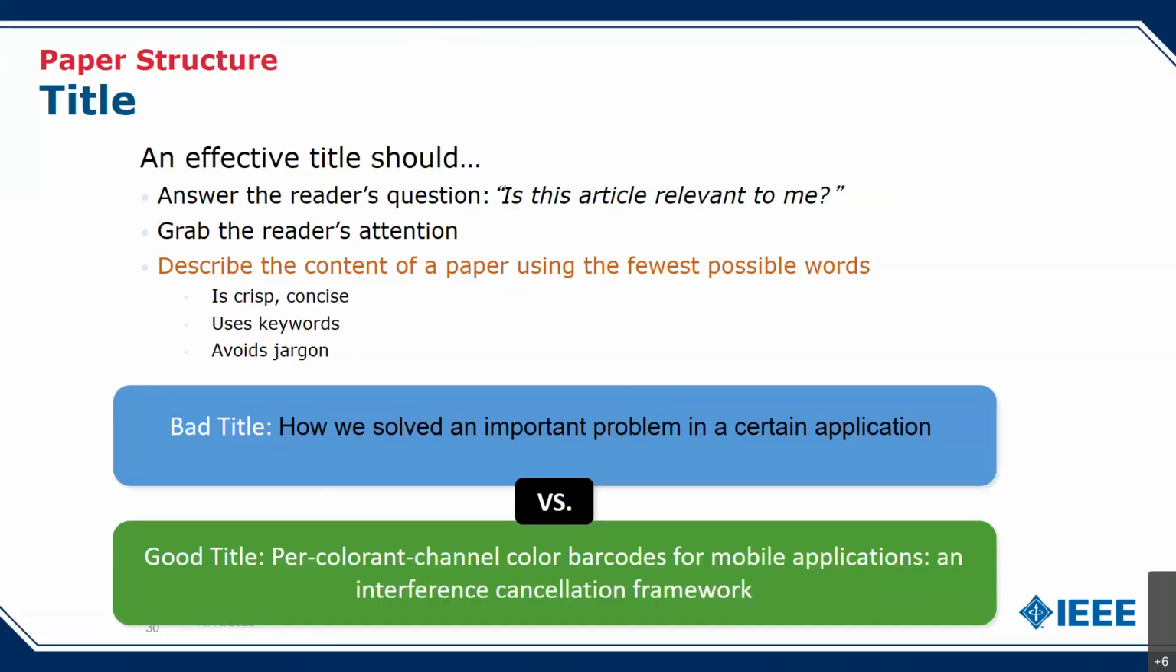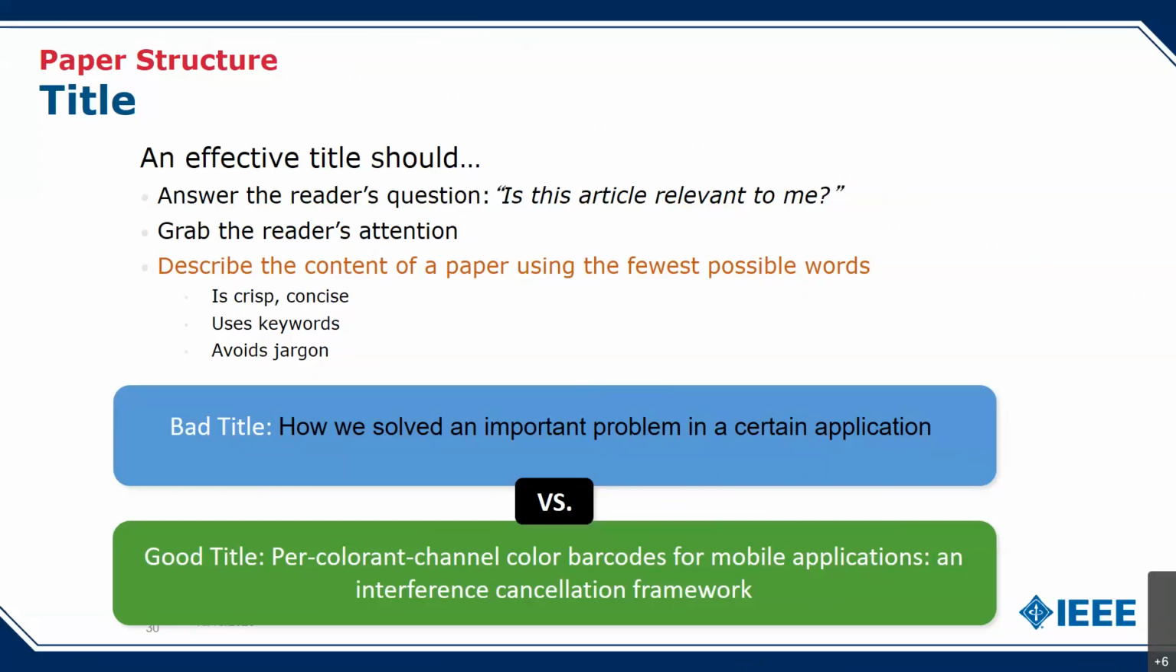Okay, so I'll give you a couple of examples. The first one is really a made up title, which I could use for every paper that I write. How we solved an important problem in a certain application. Okay, and what's bad about this is it tells me nothing. It really tells me nothing about what problem I really attempted, what is the application setting, and how I solved it. The second title is the one from the paper which I've chosen as the running example for this part.